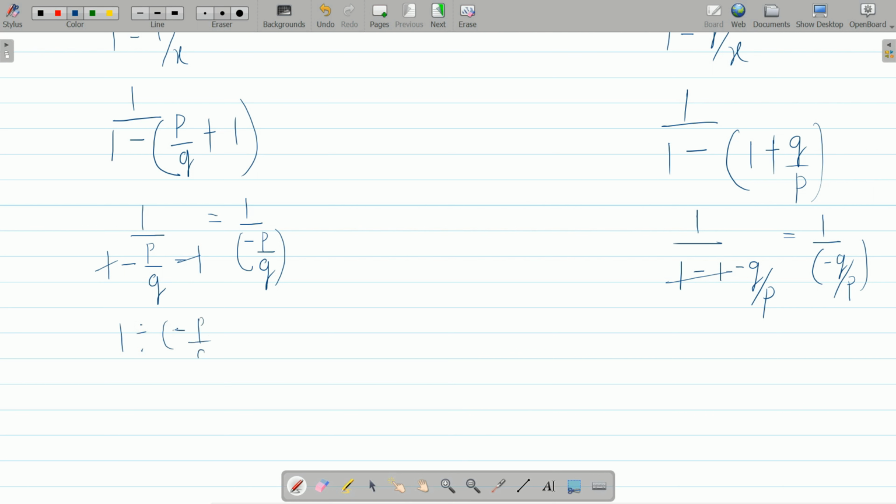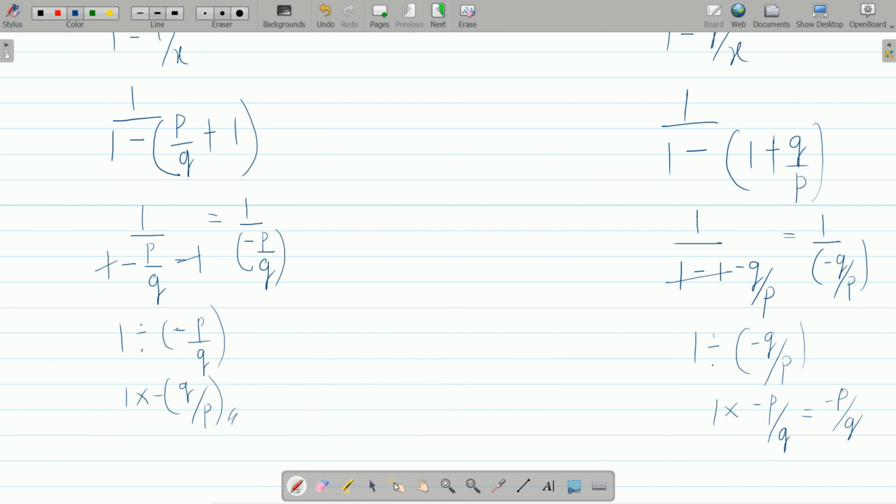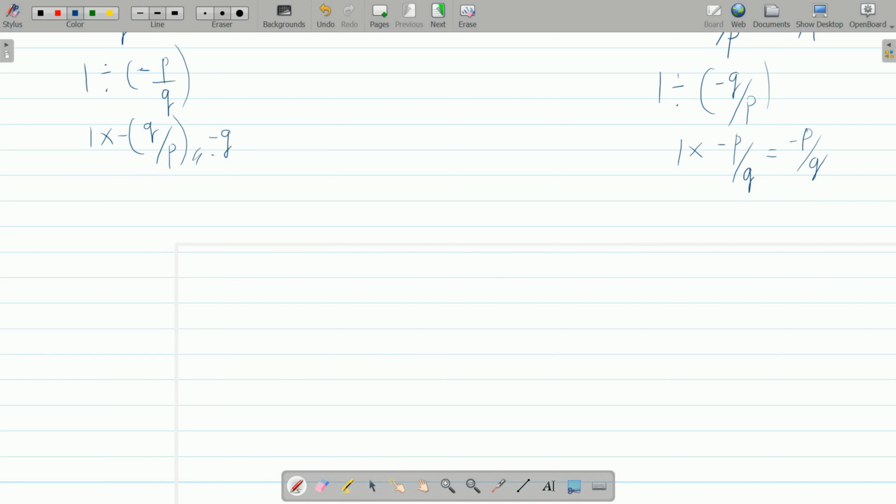We will divide 1 by minus p over q. Then the division sign changes to multiplication, which makes the fraction interchange. We repeat the same process for equation 2. Finally, we're left with minus p over q. And for equation 1 we have minus q over p.